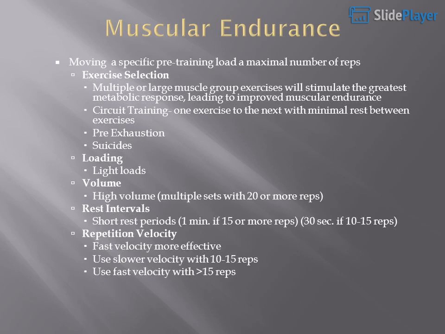Muscular endurance. Moving a specific pre-training load a maximal number of reps. Exercise selection. Multiple or large muscle group exercises will stimulate the greatest metabolic response, leading to improved muscular endurance. Circuit training, one exercise to the next with minimal rest between exercises. Pre-exhaustion. Suicides. Loading. Light loads.